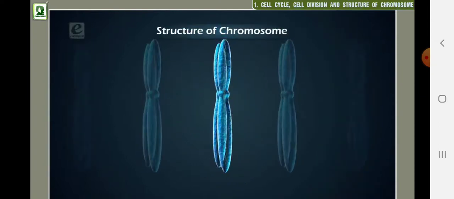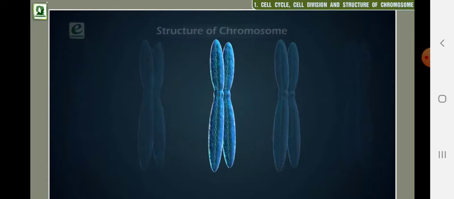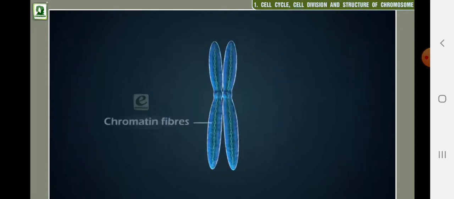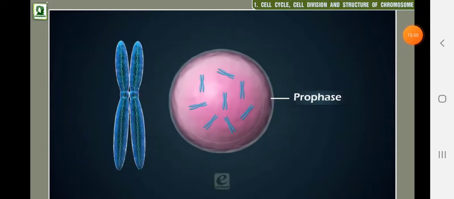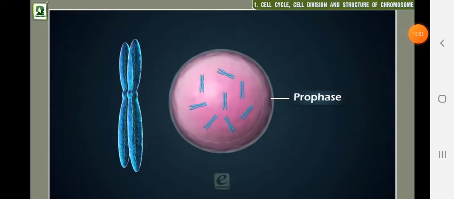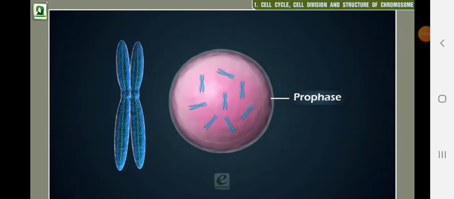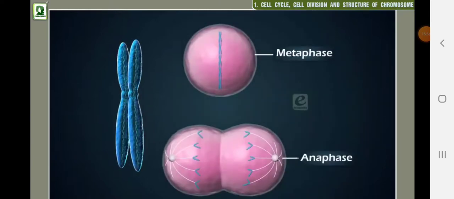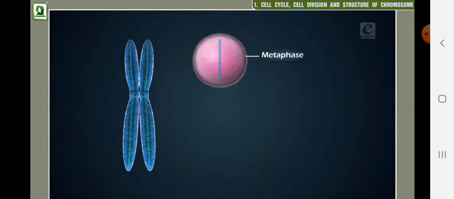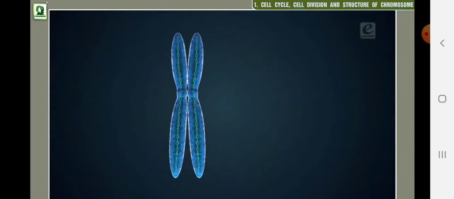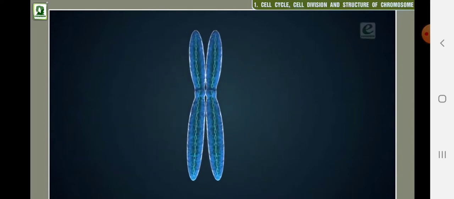Structure of chromosome. Chromosomes are highly condensed chromatin fibers formed at the prophase stage of cell division. The structure of a chromosome is best studied either during metaphase or anaphase of cell division. During metaphase, each chromosome consists of two exactly similar rods called chromatids.